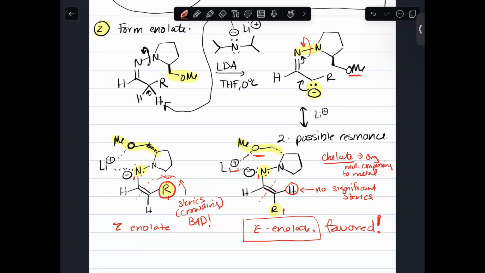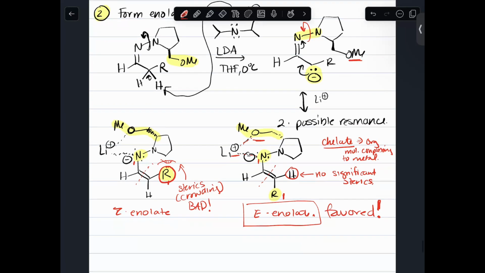These are not bonds. These are just interactions, sort of like hydrogen bonding, right? Even though it's known as hydrogen bonding, it's really not a bond, it's an interaction, okay? Same thing here. A chelate is an interaction between these electronegative atoms and a metal. Okay, so now you've got your favored E enolate. Again, you have to see things three-dimensionally. So we move on to step 3.